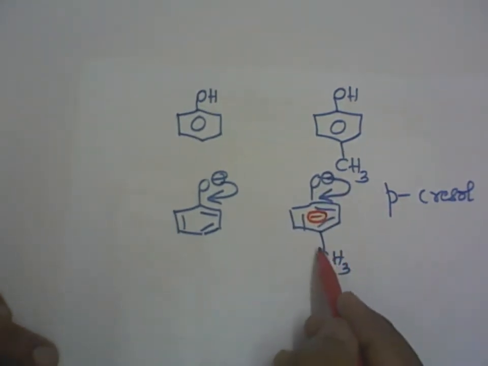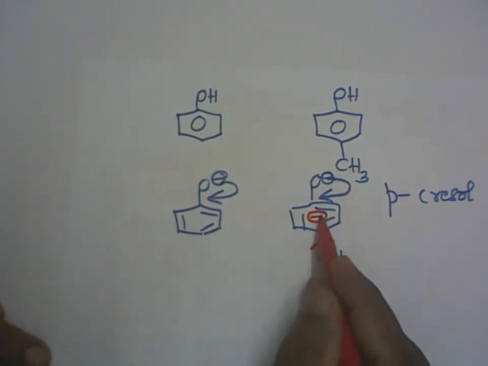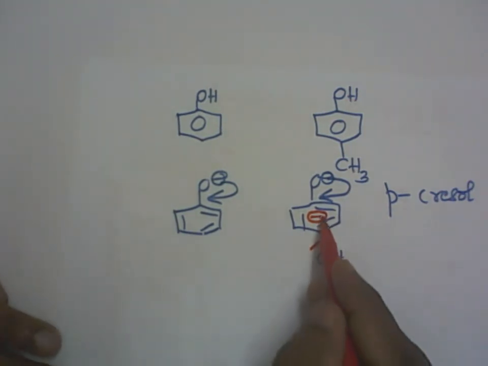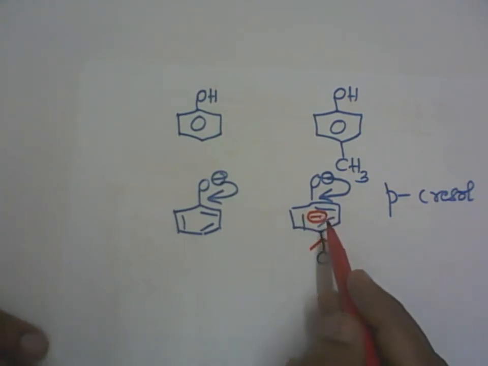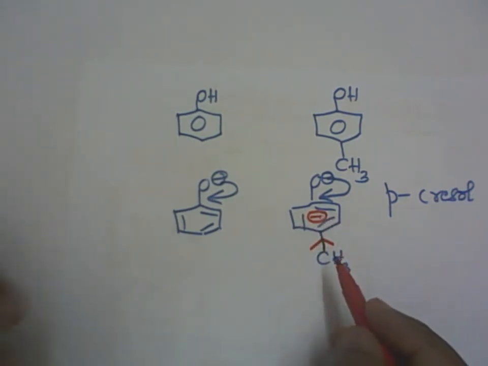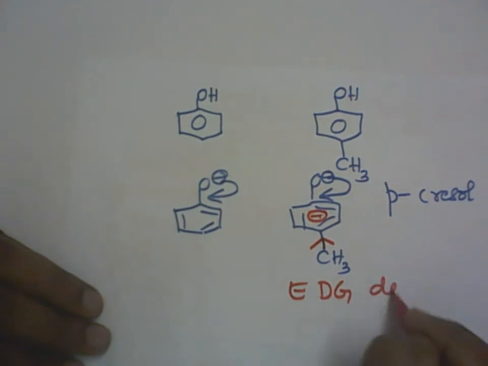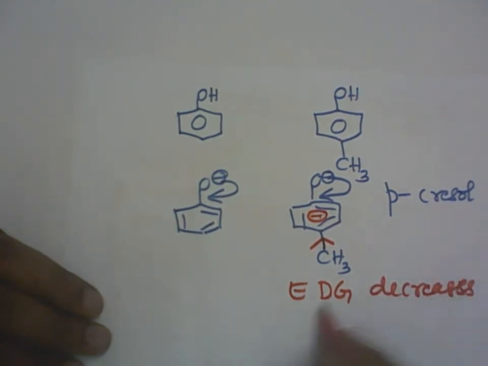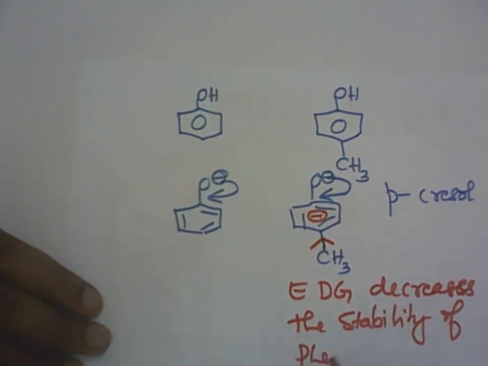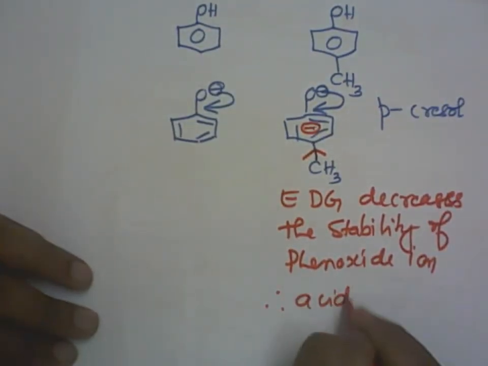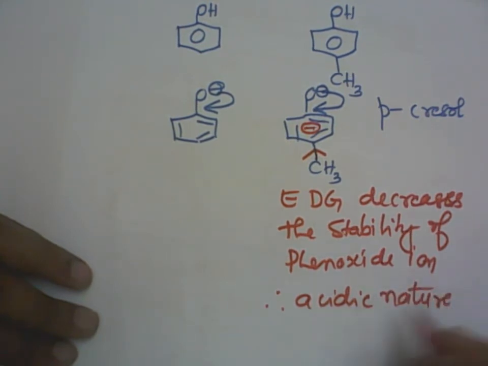Now what will happen here? There is a CH3 group which is an electron donating group. This also increases the electron density on what? Benzene. Already electrons are there, this also produces electrons. So more electrons will be there on benzene. So what will happen now? Destabilization takes place. That means the stability decreases. So electron donating groups decrease the stability of the phenoxide ion. Therefore, acidity or acidic nature decreases.